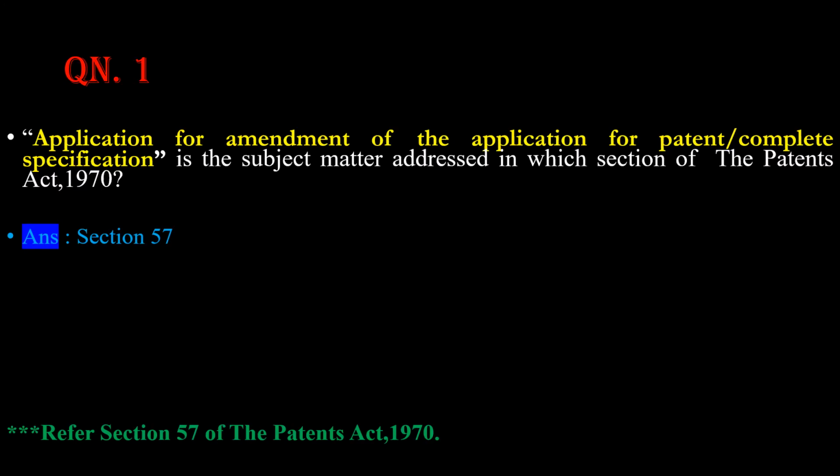So friends, after refreshing our memory from the old slide, let us continue with our question series. Question number 1. Application for amendment of the application for patent or complete specification is the subject matter addressed in which section of the Patents Act 1970? The answer is section 57. Please refer section 57 of the Patents Act 1970. Here friends, the keyword is amendment.